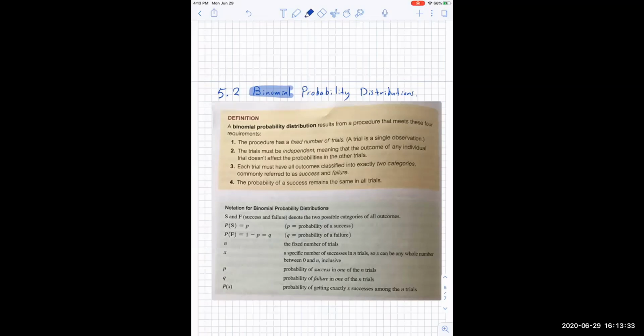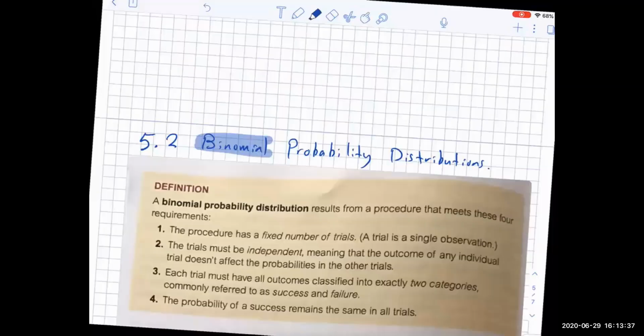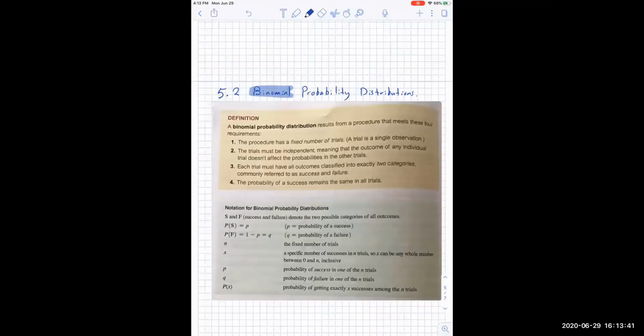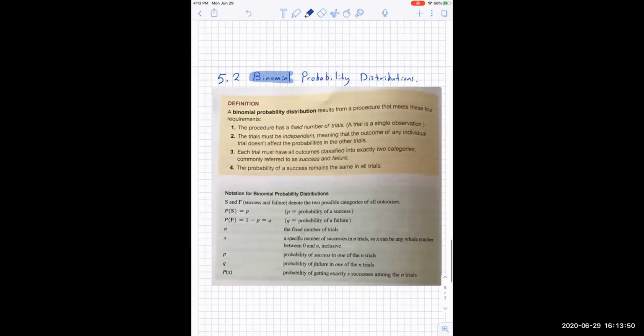There is a statistical experiment or procedure that occurs frequently in daily applications or real applications, which is called the binomial experiment. And this binomial experiment will result in what we call a probability distribution.